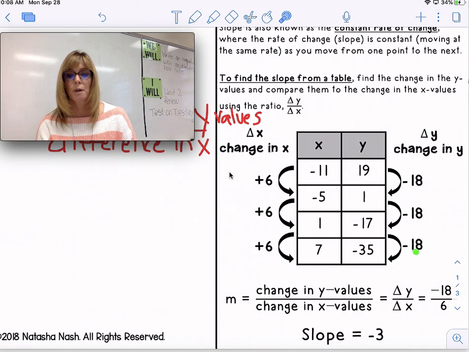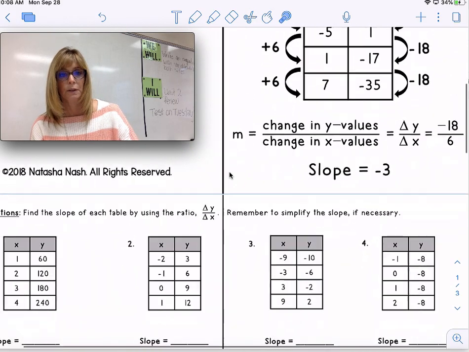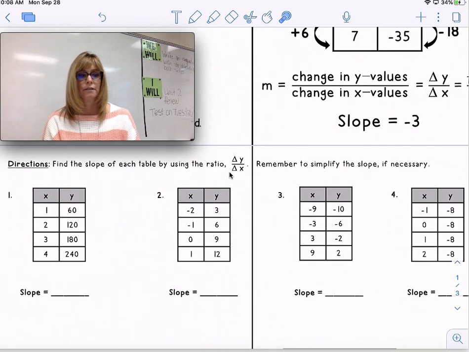So you're changing your y values, and we're going to put that number on top. It's negative 18. And then your change in x is positive 6. So that can be simplified to a slope of negative 3. Okay, so let's try some on our own or together.